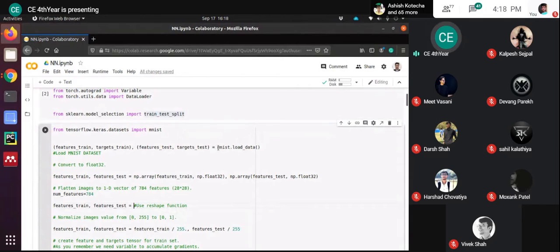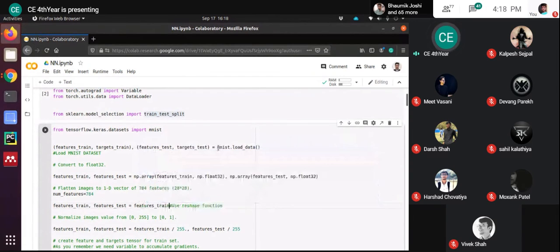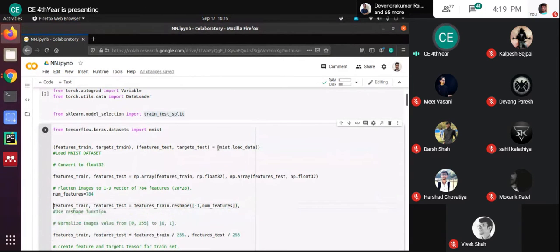And how many such examples, we don't know, but one good thing with this reshape is, let me just write the syntax. First, feature train dot reshape. So this is for the train, and similarly we need to repeat the same process for the test.